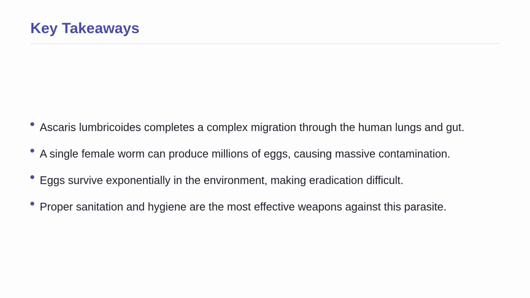We have covered a lot of ground today, so let us review the key takeaways. First, we learned that Ascaris lumbricoides completes a highly complex and destructive migration pathway through the human body, specifically targeting the lungs before settling in the gut. Second, we saw mathematically that a single female worm can produce millions of eggs, leading to massive environmental contamination. Third, we calculated that these eggs are incredibly resilient, surviving exponentially in harsh environments for months.